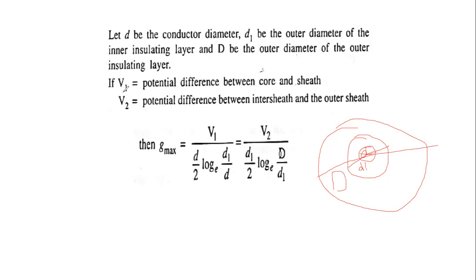Understand me? In this case, V1 is the potential difference between the core and the sheath. Next, V2 is the potential difference between the intersheath and the outer sheath. Therefore, since we have grading, V1 is the potential difference between the core and the intersheath, and V2 is the potential difference between the intersheath and the outer sheath.